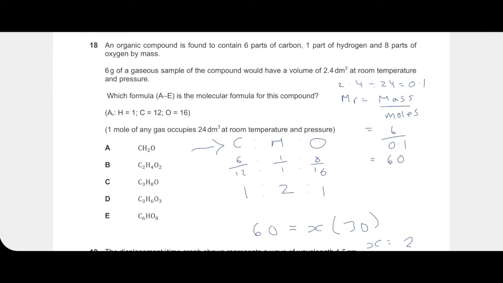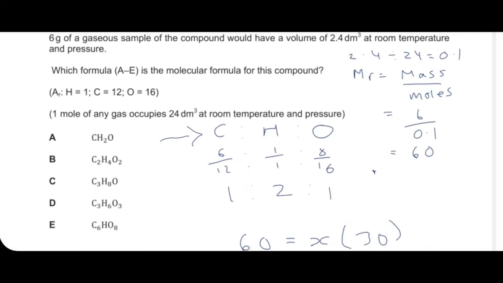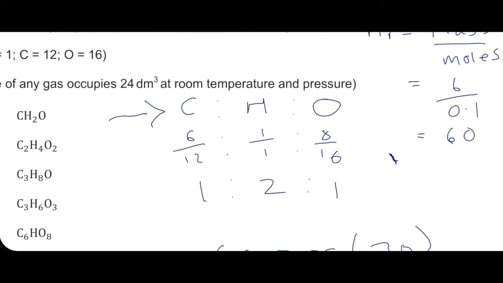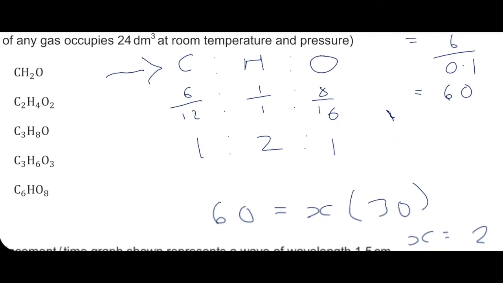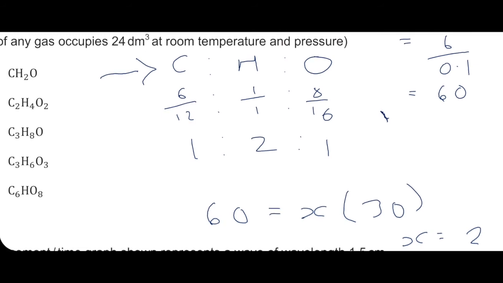Step number 3, and the final step, is combining all this information together. We know that the Mr is equal to 60. We know that for every carbon, there are 2 hydrogens and 1 oxygen. So you create an expression based off this information: 60, which is the molecular weight, is equal to x(30).